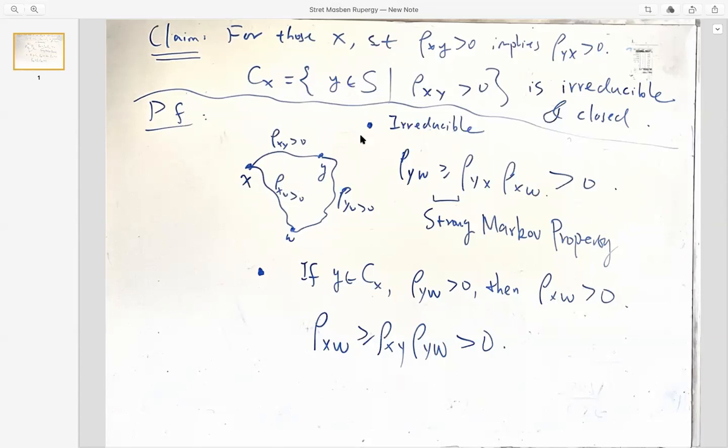So what does this mean? If you have Cx with this property, then this set is irreducible and closed. For instance, if this set is finite, then this set captures all the recurrent states; all the states in this set are recurrent. Or if you know there's one state in Cx that is recurrent, then they are all recurrent.